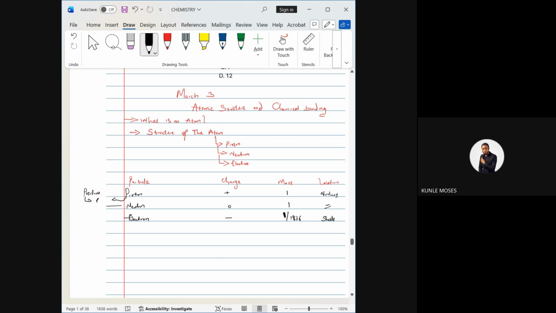There are some key points that I want you to understand under this before we proceed. Number one, anytime you hear the word atomic number, it is equivalent to the number of protons. We'll be working on these things later on. So when you hear the word atomic number, it is equal to the number of protons.